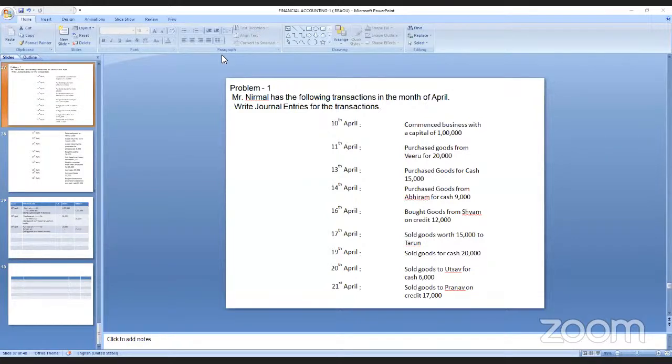Now the 16th one: bought goods from Shyam on credit, 12,000. What is the entry? Purchase account debit to Shyam. Bought means purchase.